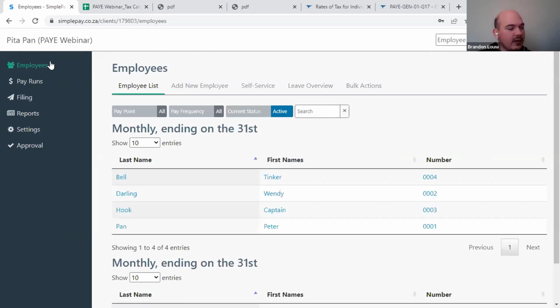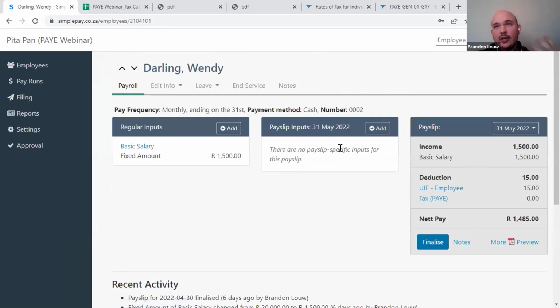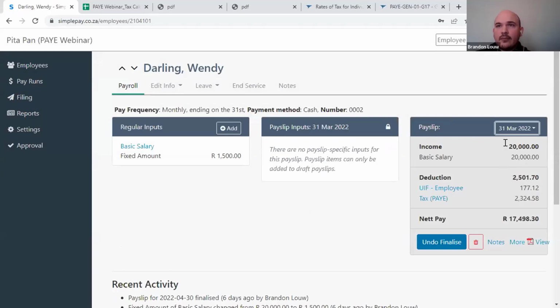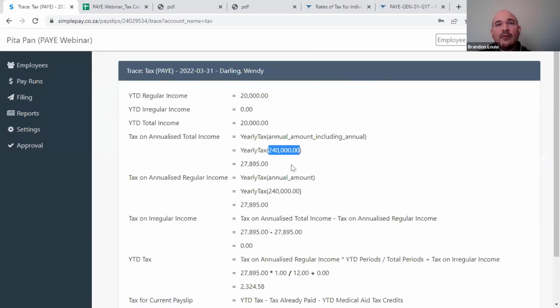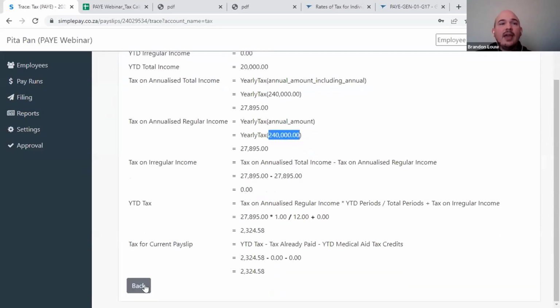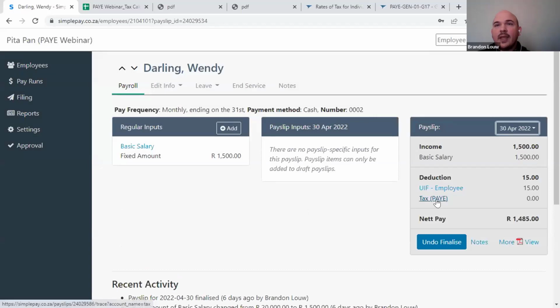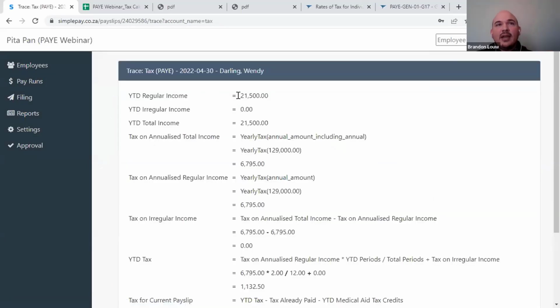So let's go to employees and then I'm going to go to Wendy Darling, just show you an example. So you'll see that Wendy in March, she earned 20,000. And based on her salary of 20,000, she had to pay tax or PAYE of 2,324.58 because her projected income or annual equivalent for the year is 240,000. Then in April, her salary dropped from 20,000 to 1,500. So based on this new information, you'll see that the year-to-date income is 21,500. So because of this sudden drop in the salary, the average earnings that she earns per month is much less. That's dropped. And as a result, the annual equivalent has dropped to 129,000.